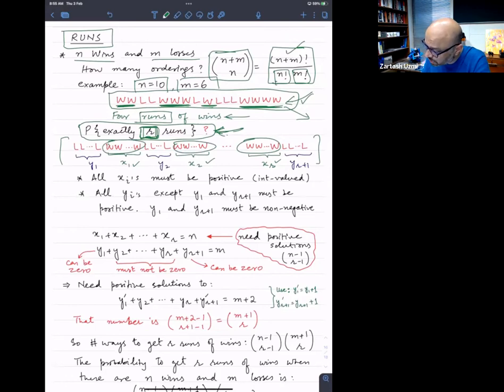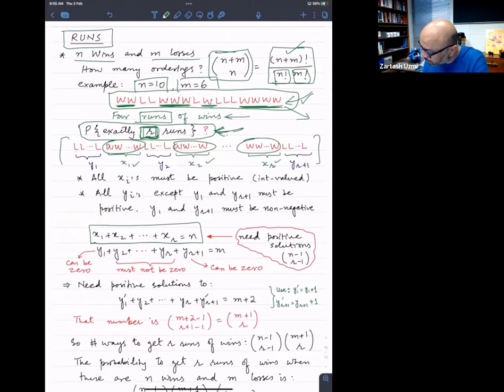These runs of wins are runs हैं. So I would like all of these W's to be, there has to be, एक रन होने के लिए यहाँ पे at least एक W जरूर होना चाहिए. So that means कि मैंने ये एक्सप्रेशन लिखी है x1 plus x2 plus so on and so forth up to xr is equal to n.